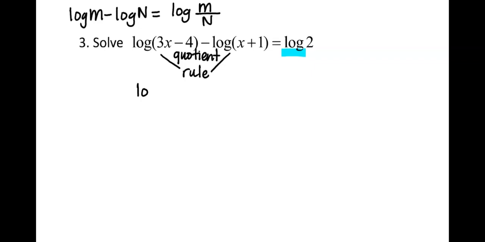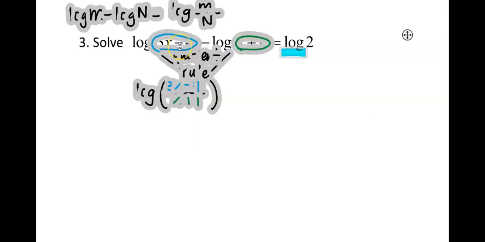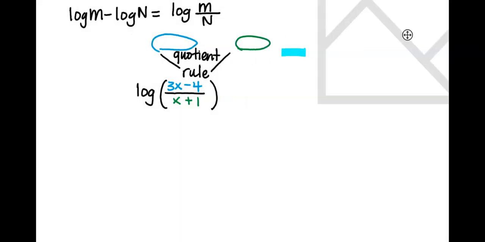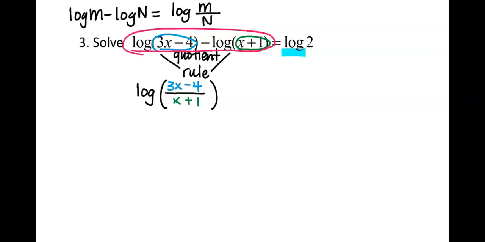So I can condense this down into a single log with an input of 3x minus 4 coming from the first logarithm. So this 3x minus 4 is coming from here. And in the denominator, I will put x plus 1. So I have simplified the entire left side of the equation. So I rewrote all of this entire difference as this one single logarithm using the quotient rule. The right side of the equation I will leave alone because it already had just one single log.